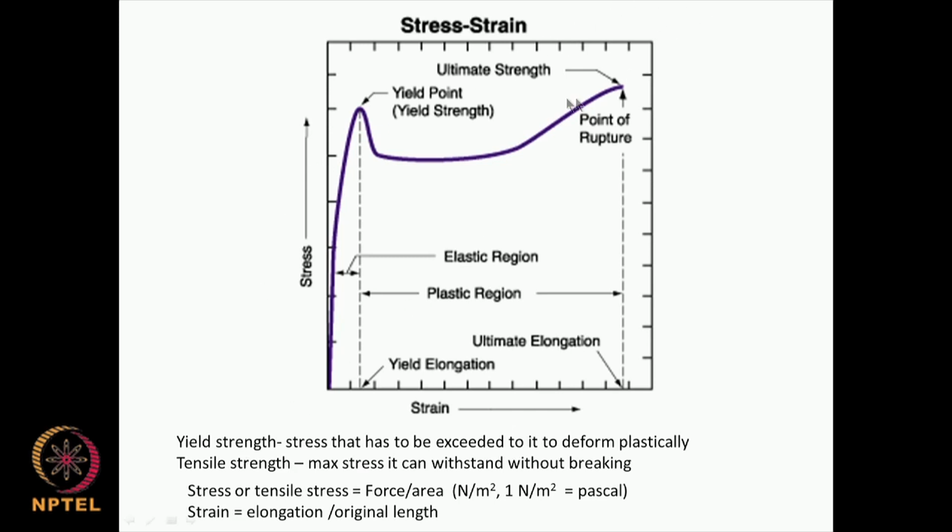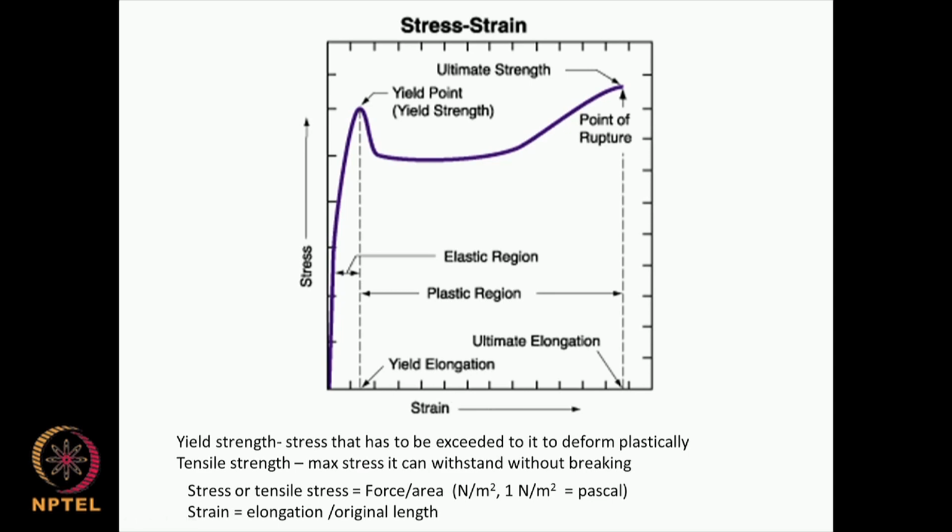Okay, so, the tensile strength, so the ultimate strength is here before the material actually breaks. Okay, so, the tensile strength, if you are talking about, is the maximum stress it can withstand without breaking. So, this is the elastic region, this is the plastic region. In the elastic region we can assume this line to be a straight line, linear. So, stress and strain are connected by a linear relation.